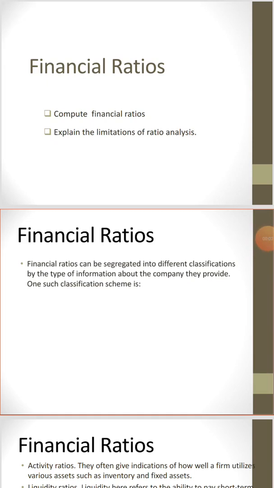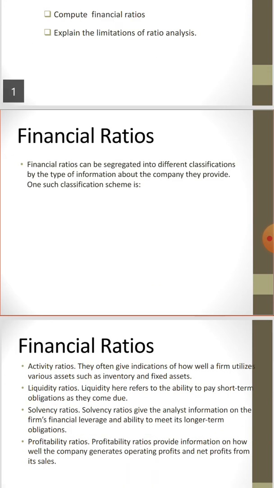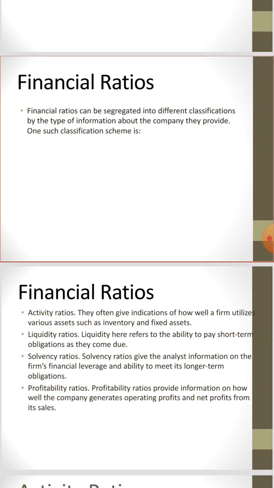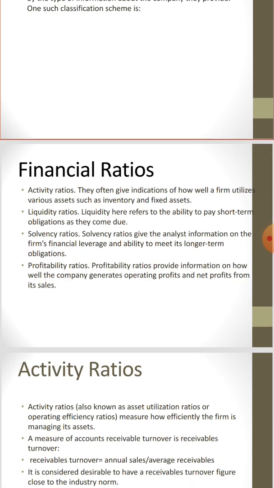So today we're going to look at financial ratios. We have divided them into 4 classifications. The first one is activity ratios, which gives us information about how well a firm is utilizing its various assets. The second one is liquidity ratios, which gives us information about how well the firm is able to pay its short-term obligations.